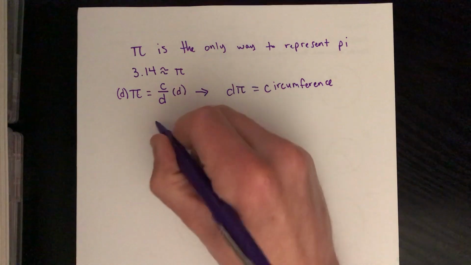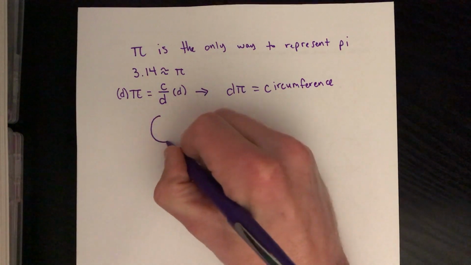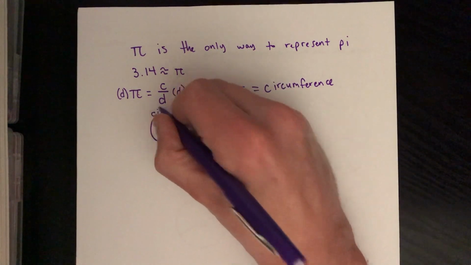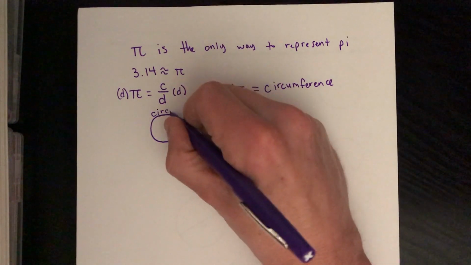And so the circumference of a circle, that's how far it is around the outside.